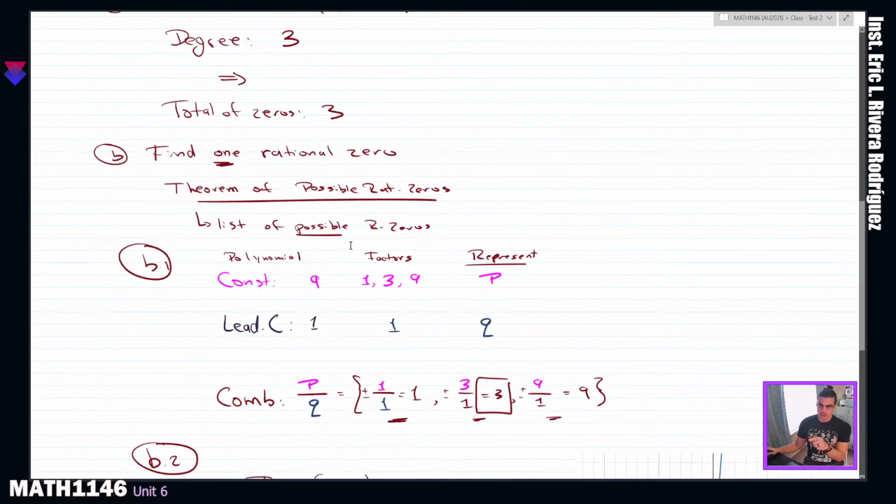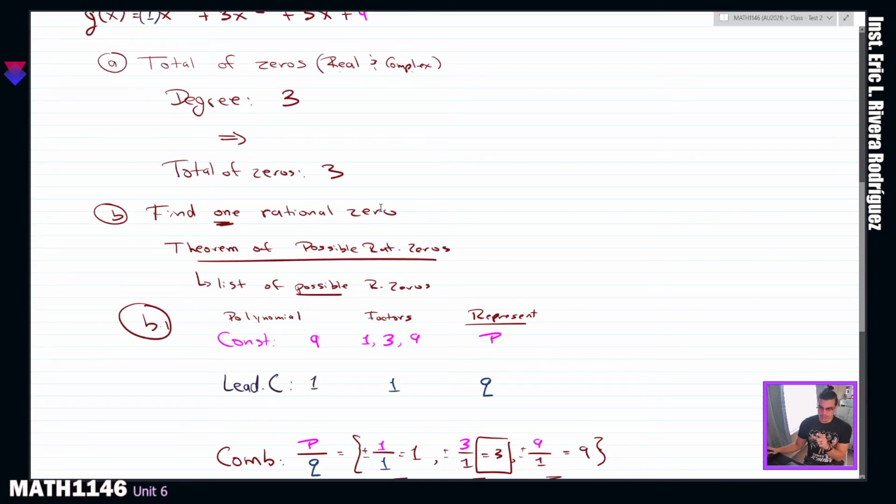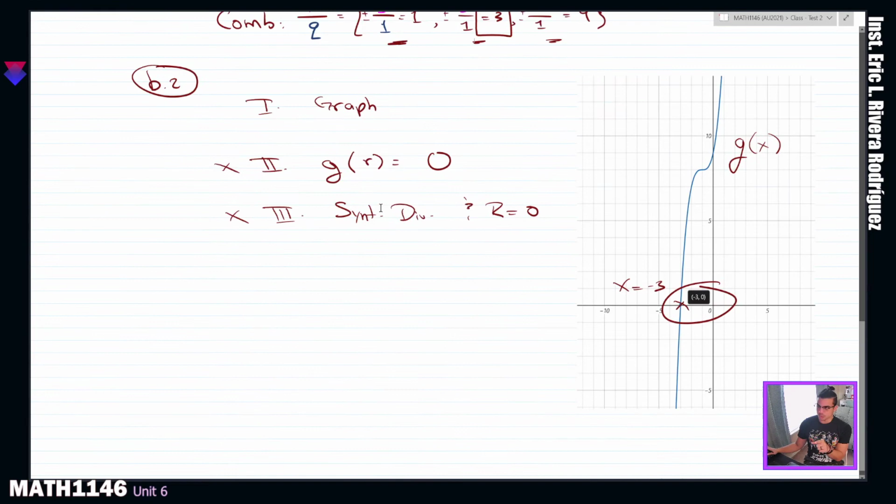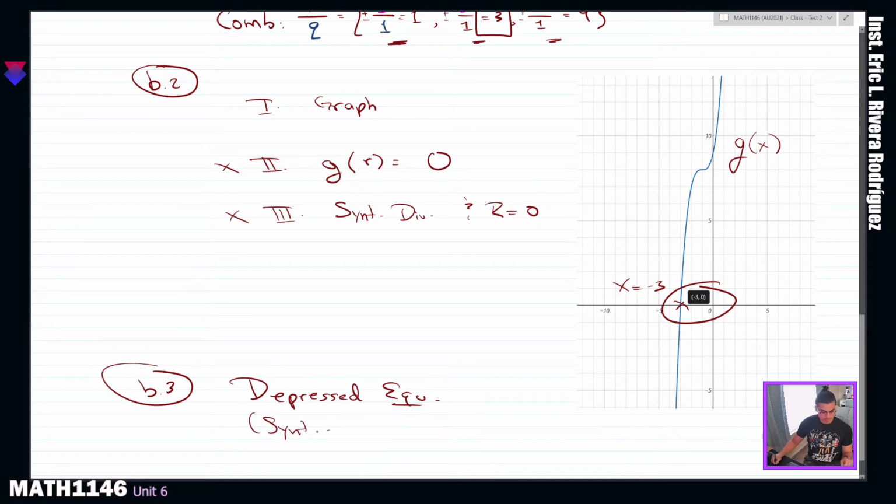Okay, so we are still in the step where we want to find just one rational zero. Why do we want to find just one rational zero? Because now is the important part. Here is where we are going to find a depressed equation. I'm going to explain to you in a moment what a depressed equation is. And here we are going to use synthetic division, and I'm going to take advantage of this step to show you the method that I use to do synthetic division.